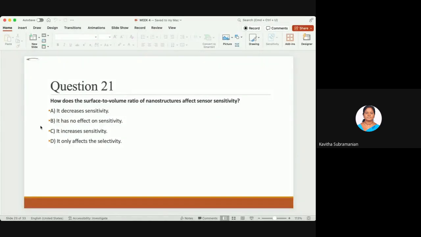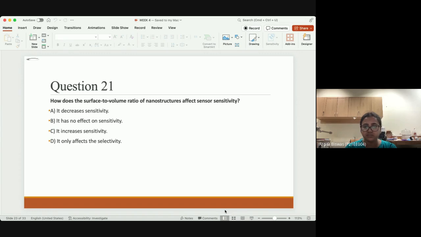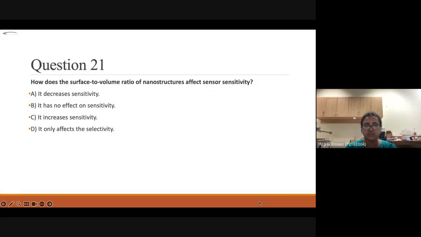It only affects the selectivity, ma'am. It only affects the selectivity. What do you understand by the selectivity word?